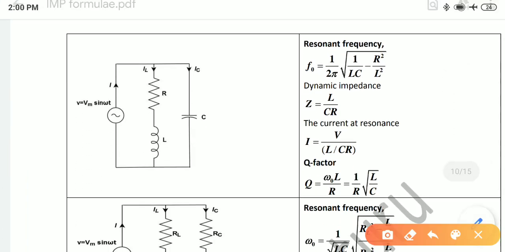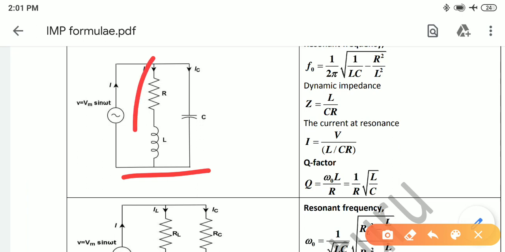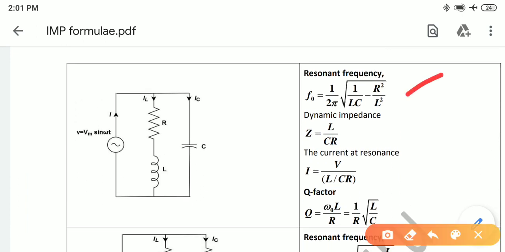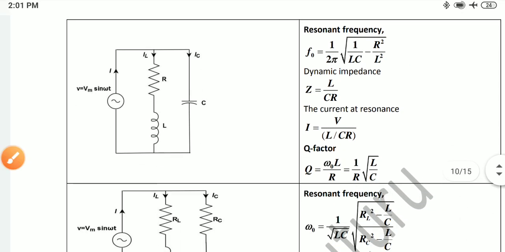This type of parallel circuit, where a coil is connected across a capacitor, is called a tank circuit. For such a circuit, the formulas are as follows. Resonant frequency is 1 by 2 pi root over (1 by LC minus R square by L square). Dynamic impedance is L by CR, and the current at resonance is I equal to V by Z, where Z is L by CR.